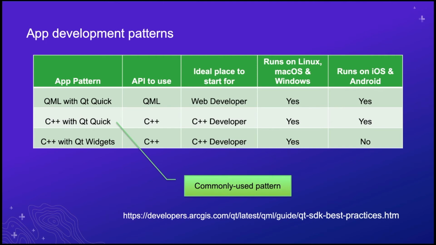Finally, we have C++ with Qt Widgets, and this again uses C++ as the API. This is great for C++ developers, and this is really a desktop only workflow. This has been around for quite a long time, so it's a very robust toolkit, but some of the tools that are available might not scale as well for mobile platforms and touchscreens, so it's really just targeted for desktops.